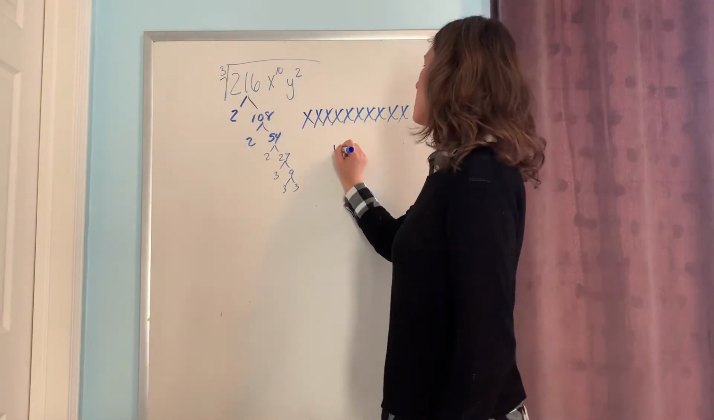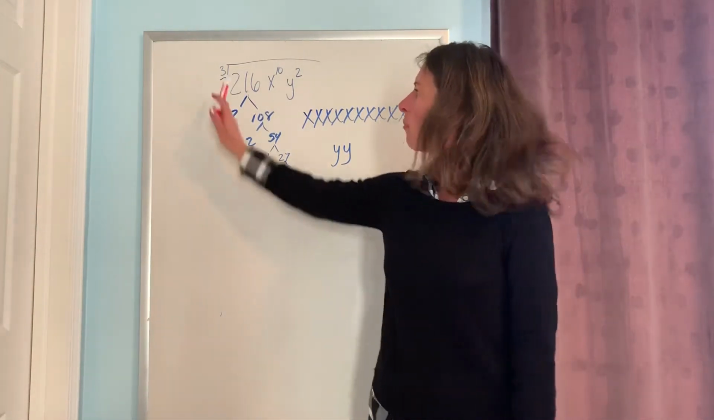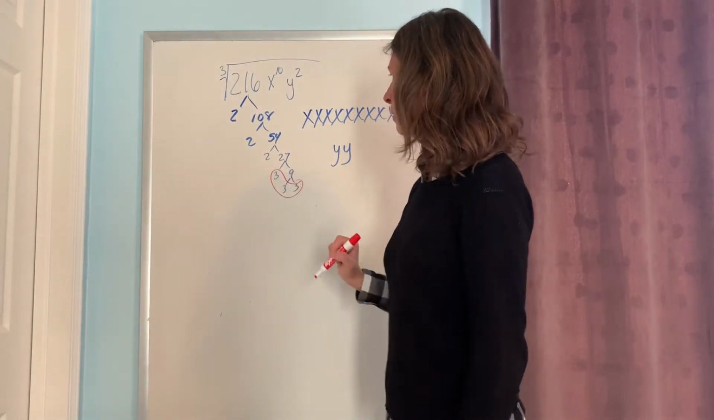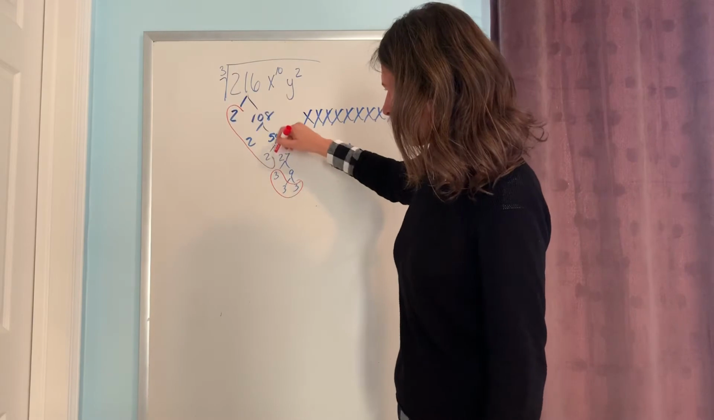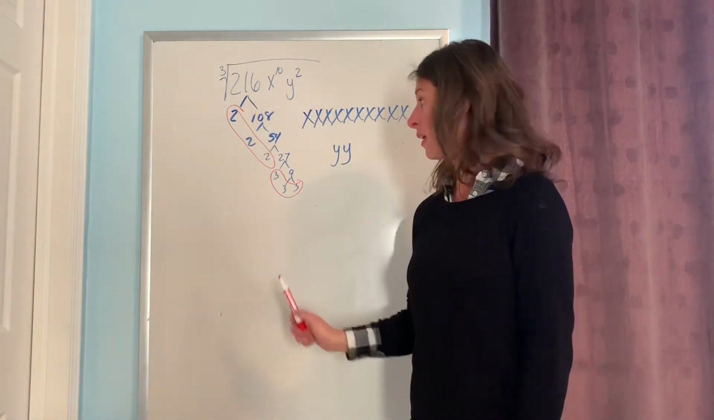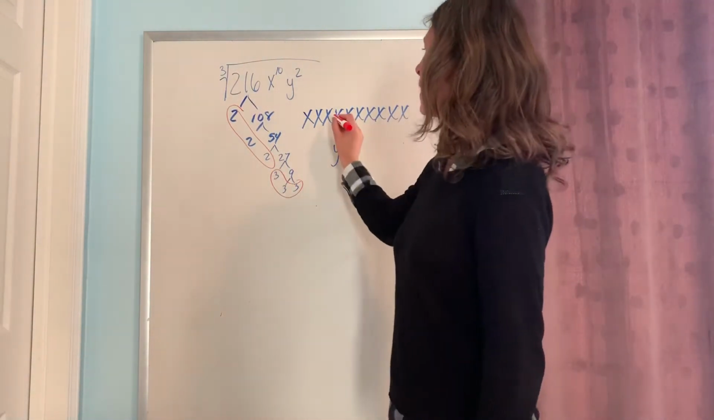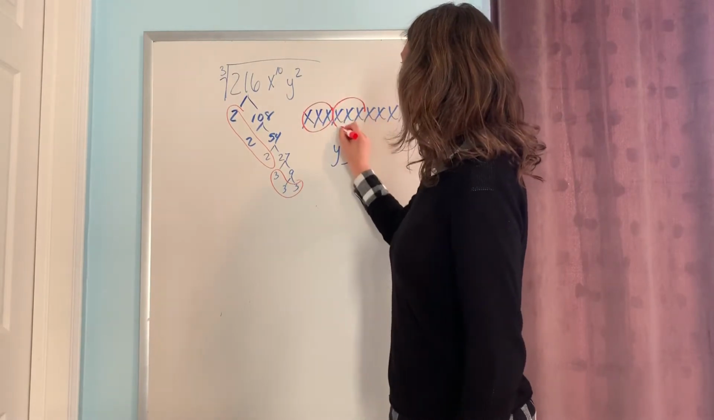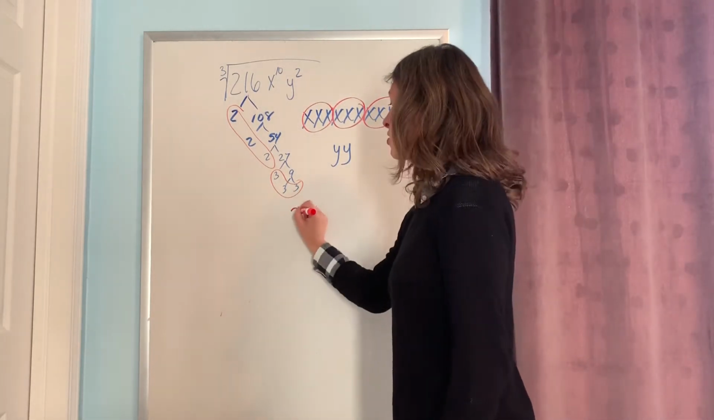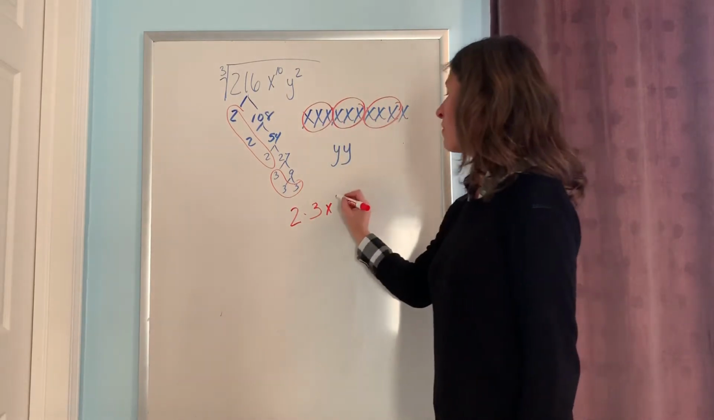And I need to write 2 y's. Now, how many does it take to break it out of jail? 3. So I'm going to circle groups of 3. I keep looking for groups of 3 until there aren't any. So I had 3 3s and I had 3 2s. My x's, I keep looking for groups of 3 until there aren't any. So this is going to be 2 times 3 x, and I have 1, 2, 3 groups of x's.